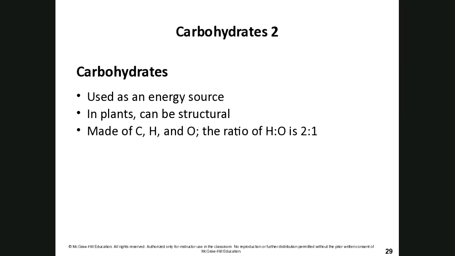So carbohydrates are a major energy source for our body. In plants, they can be structural. So cellulose helps to make the cell walls of the plant and allows for it to have a structural aspect to it. Carbohydrates are made of carbon, hydrogen, and oxygen. And the building block of carbohydrates is some sort of sugar, or what we call monosaccharides.